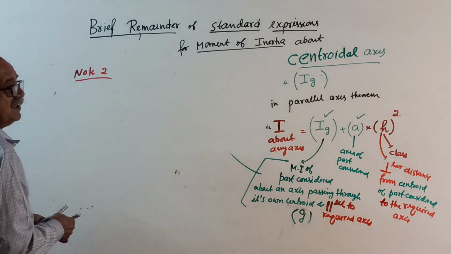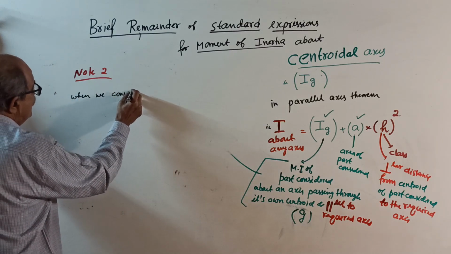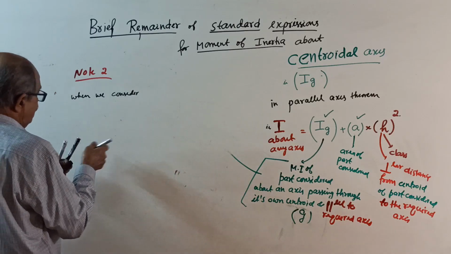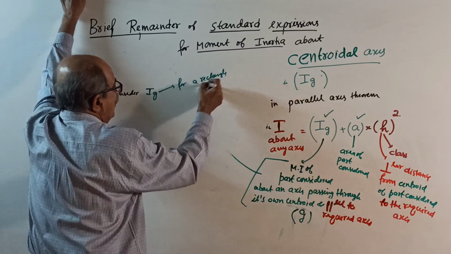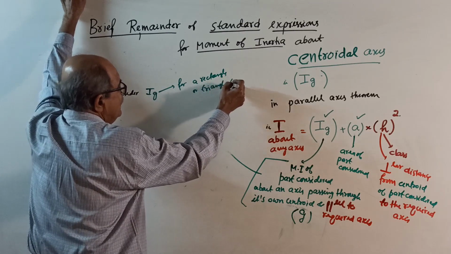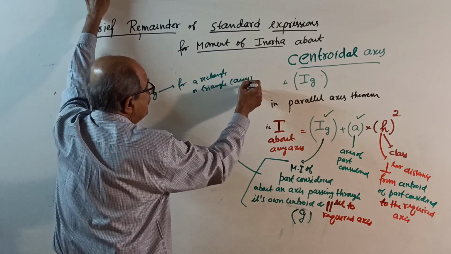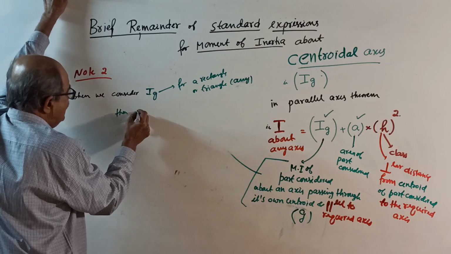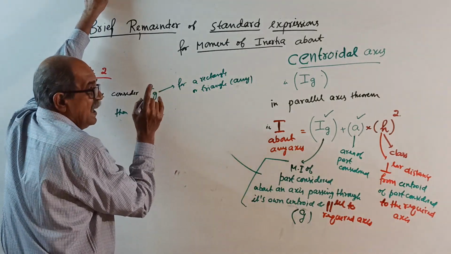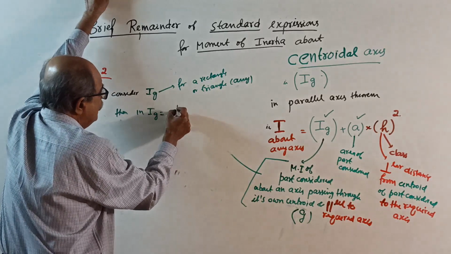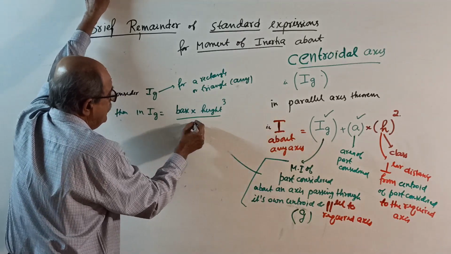Note 2. Red color I write. When we consider IG for a rectangle or triangle, any type, right angle triangle, or whatever you want you can call, some triangle, that we will discuss later, any triangle, then in IG, one linear dimension, you will have IG in the form of base into height cube divided by some number.